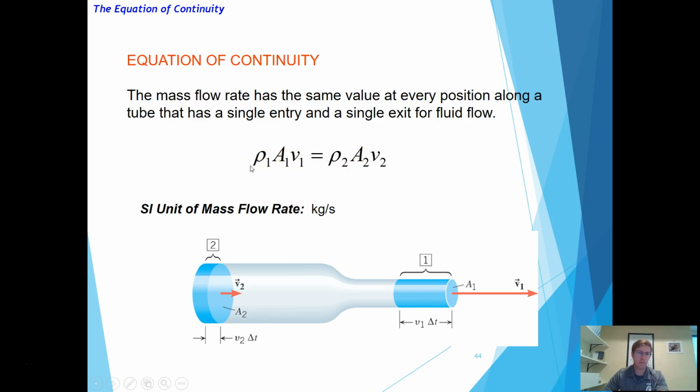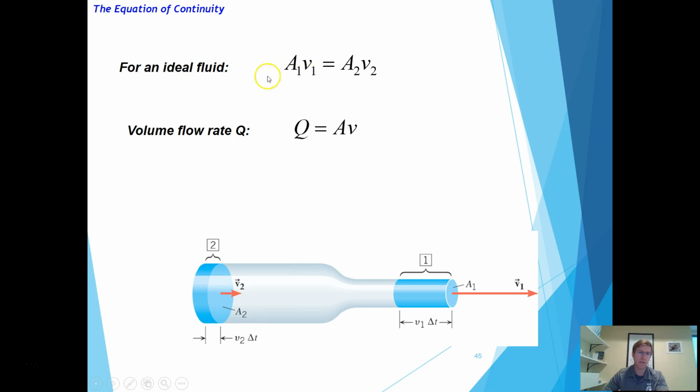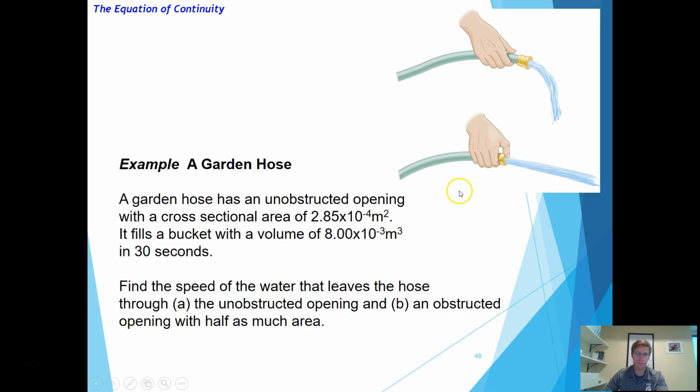Pretty cool. So again, just so you understand, this is for steady flow here. If you have an ideal fluid, what does that mean? Ideal fluid means that your density will be the same at both locations because it's incompressible. So for an ideal fluid, that's reduced to just A1V1 equals A2V2. And just so you're aware, when you have area times velocity, this lowercase v is velocity, not to be confused with the capital V of volume. This gives you your volumetric flow rate because the units here are cubic meters per second.